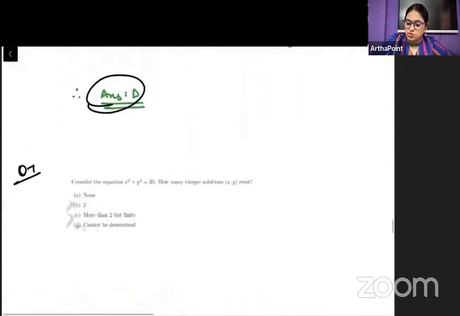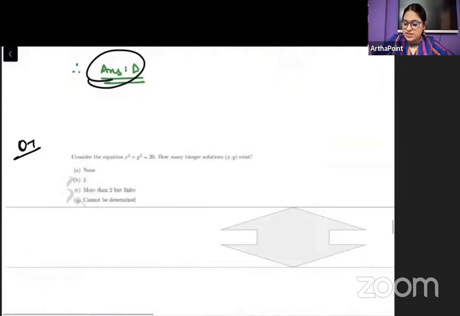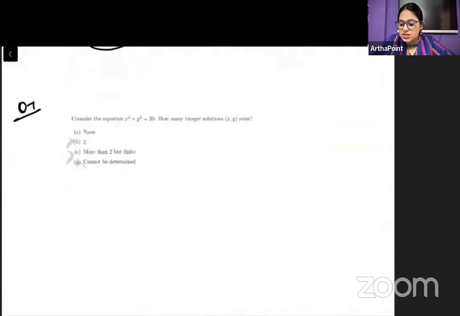Okay, come to the next question. You need to consider an expression, and the expression that is given to you is this: x square plus y square is equal to 20. It asks how many integer solutions will exist in this case. We need integer solutions. Try to see, beta.